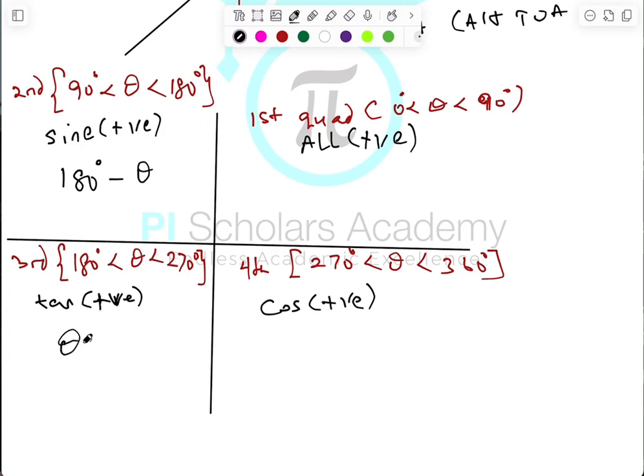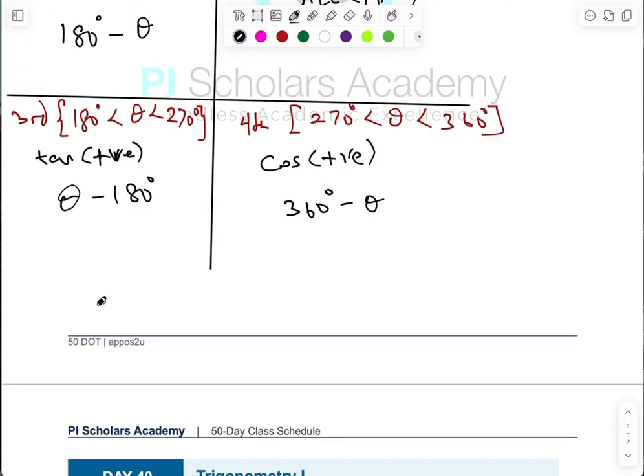For this one, it is theta minus 180 degrees. For this one, it is 360 degrees minus theta. So what exactly am I trying to say? Imagine I ask you to evaluate something like cosine 220 degrees. I told you that this angle will also have a representation in the first quadrant. So how do we get the representation?